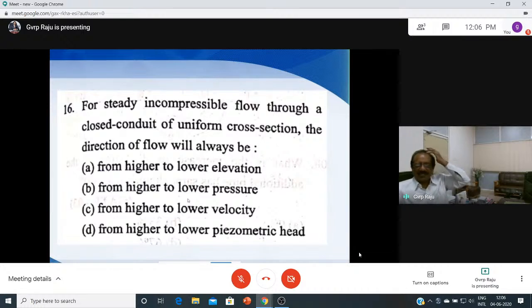This is another interesting question here. For a steady incompressible flow through a closed conduit of uniform cross section, the direction of flow will always be... That's a very important question, and it requires understanding of the total head. What is total head?